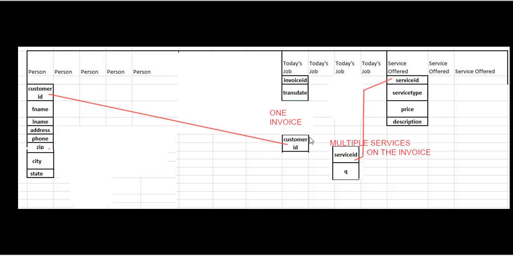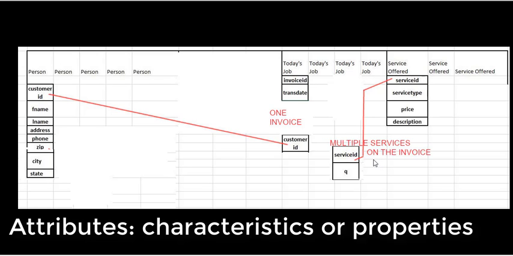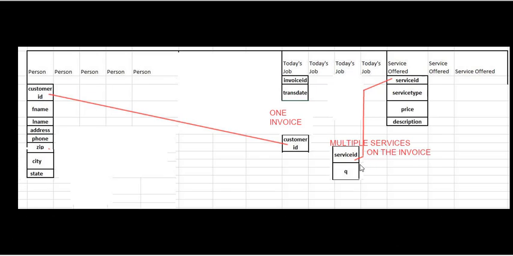See, we need one invoice, but there could be multiple services. You might mow the lawn and rake the leaves on the same day. So that's the problem. We need multiple services. So we have to split that out into 2 different tables. And that means the second table here, the details of it, is going to need the invoice ID in both.